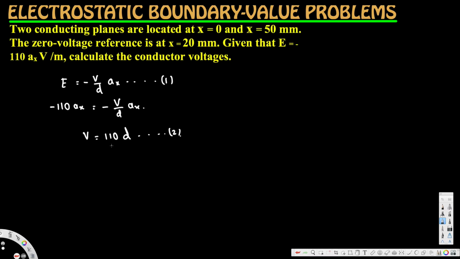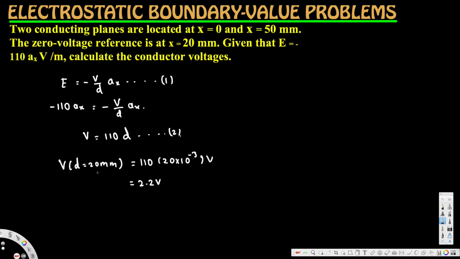Now based on the locations we are going to calculate each of them. First let's calculate the first one, the zero voltage one. The location for that one is d equals 20 millimeter. And here we know this is the equation we are going to use: 110 times 20 millimeter, 20 times 10 to the power of minus 3, volts. That will give us 2.2 volts.